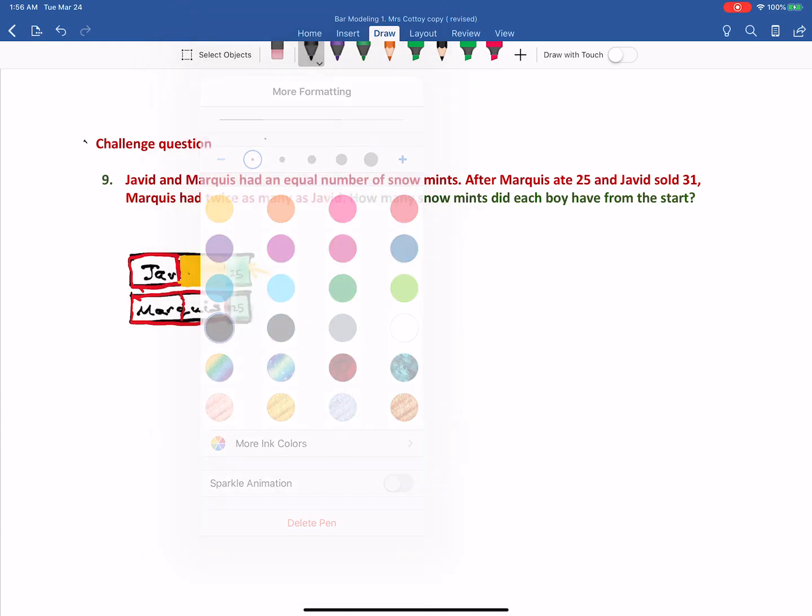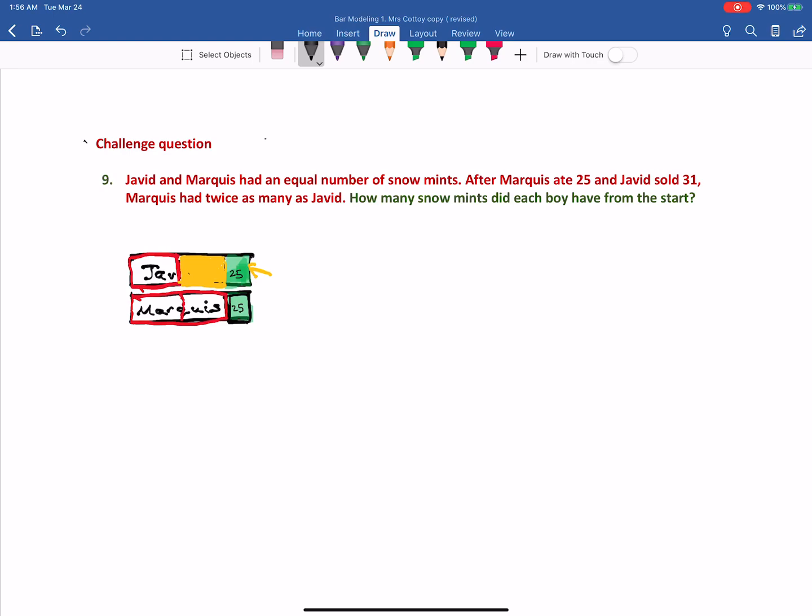Going back to black. Well, the difference between what Marquis and Javid got rid of is 31 minus 25, which is 6. So that section there represents 6 snow mints. Let's compare it to the rest of the diagram. But before we do that, remember I said this part here with the 25 is not drawn to scale. So you might be asking, how could that little part be 25 and then this big part be 6? That's not making sense. We are sure that this part here is drawn to scale because Javid's is supposed to be half of Marquis's.